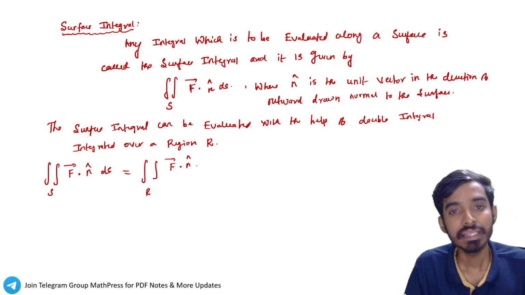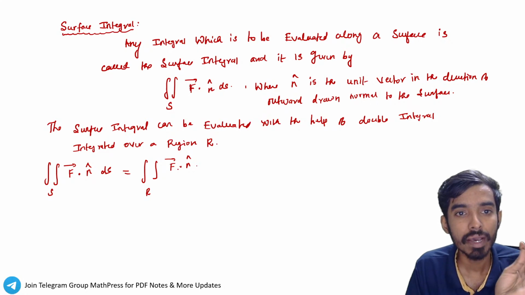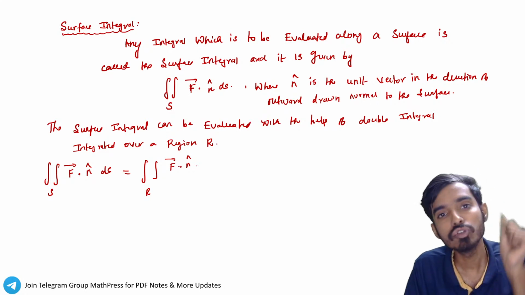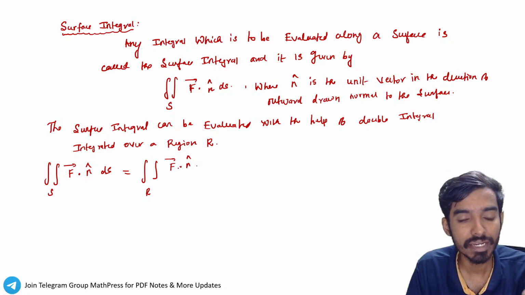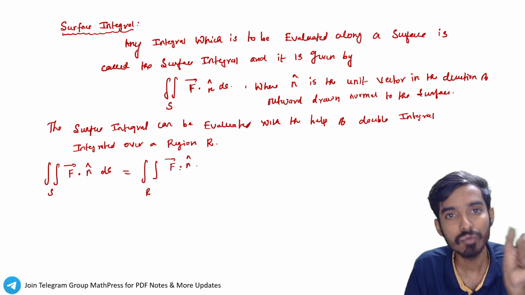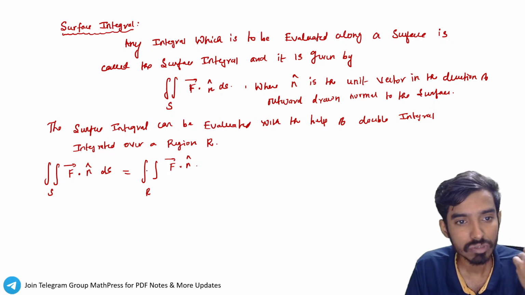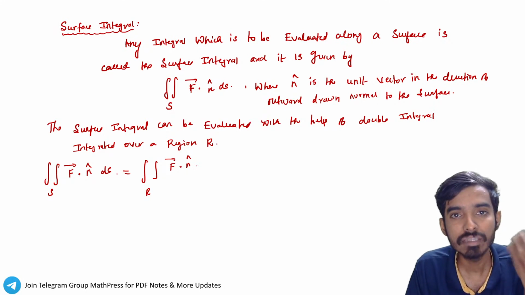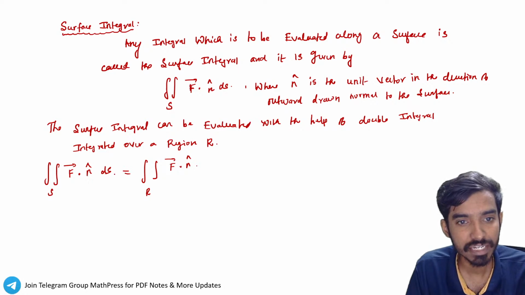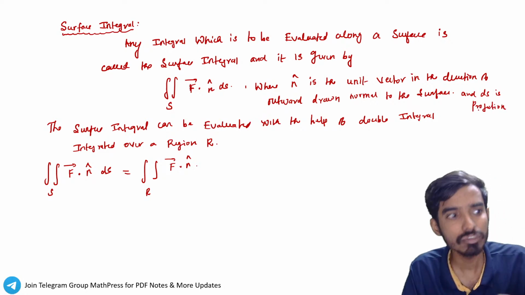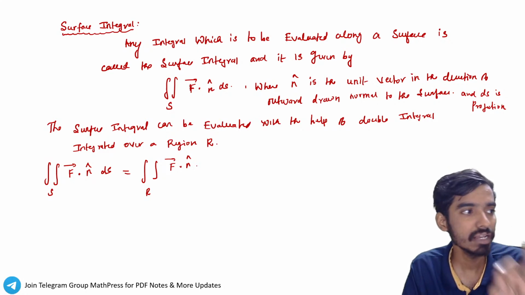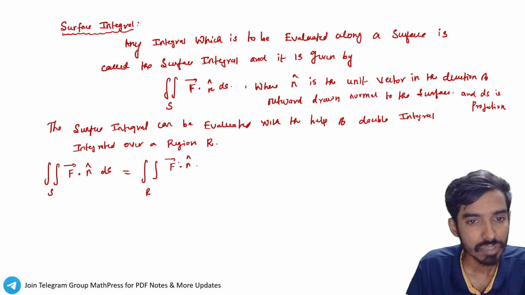Now there are three formulas to evaluate a surface integral. You need to choose the appropriate one. I'm going to write down all of those. So what is dS? dS is a projection. It seems slightly vague, but no problem, it is very simple. So f vector dot n cap.